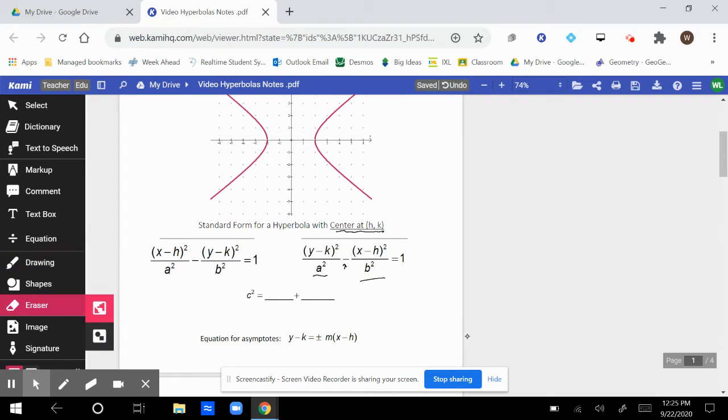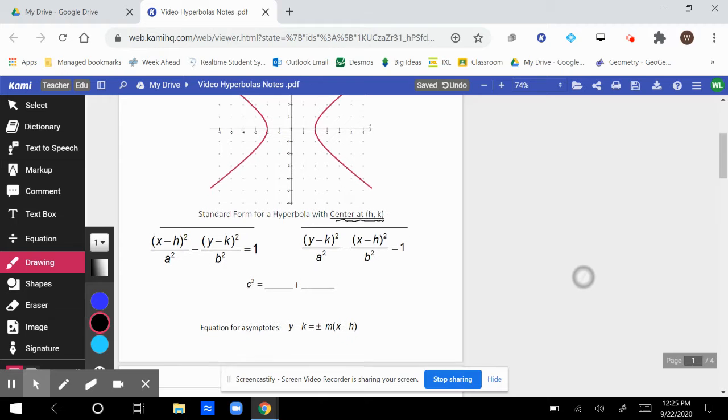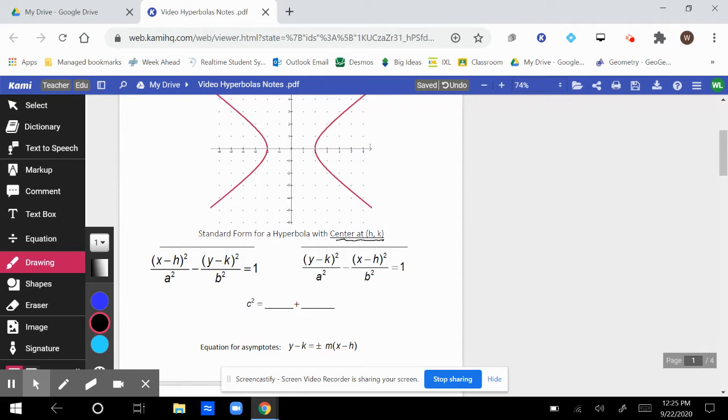All right, and the first thing is how you're going to determine whether it's horizontal or vertical is which term is positive. So on our first one here on the left, x is positive and we're subtracting y. When x is positive, I think x values go right and left. So that equation would be a horizontal hyperbola. And on the right, y comes first, or y is positive and you're subtracting x. So that's a vertical hyperbola.